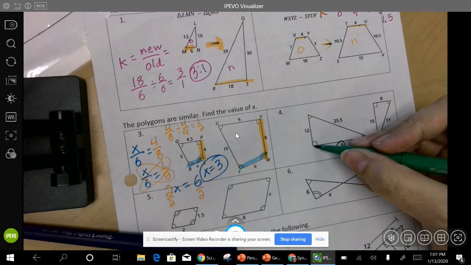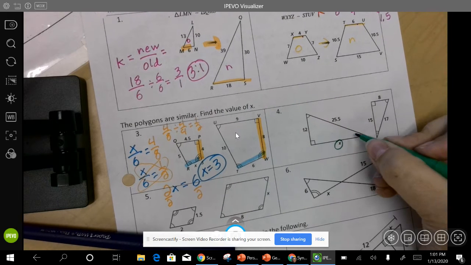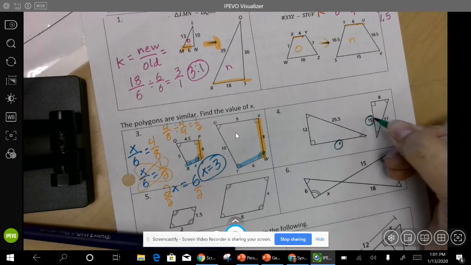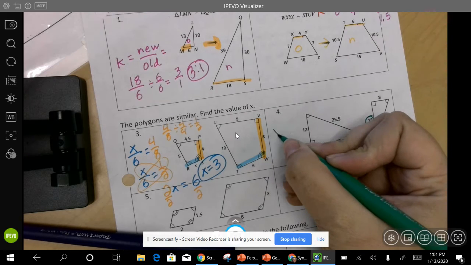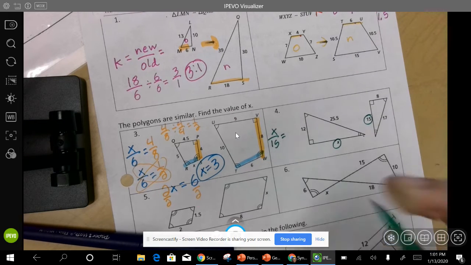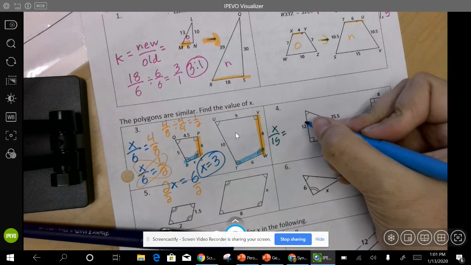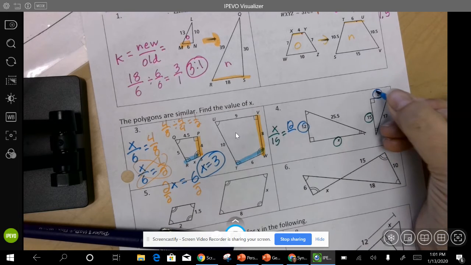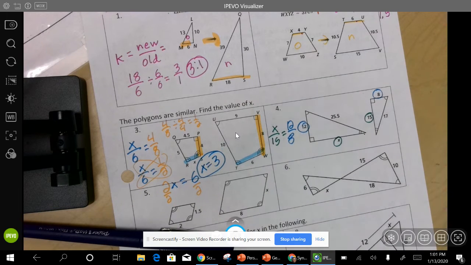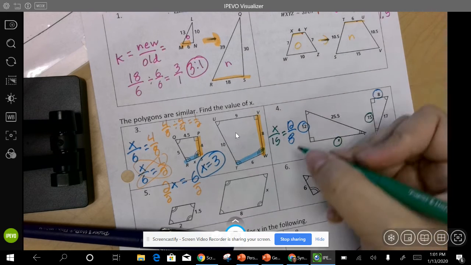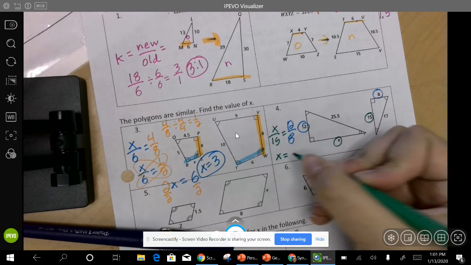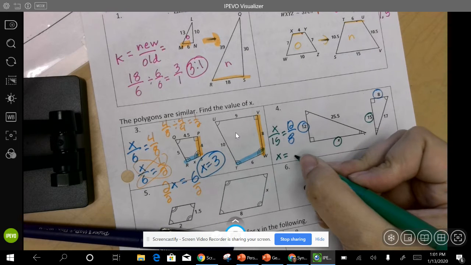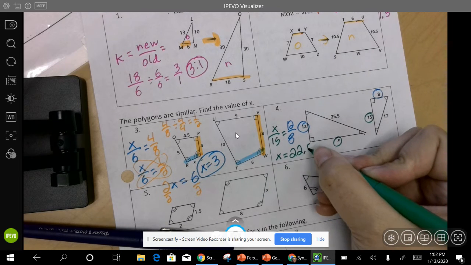Make sure you look. So I look for the right angle. Okay, so this is the medium side. So I'm going to do x over 15 is equal to, I'm going to use the shortest side. So I'm going to do 12 over 8 for our right triangles. I'm going to cross multiply and divide. And I get x is equal to 22 and 5/10.